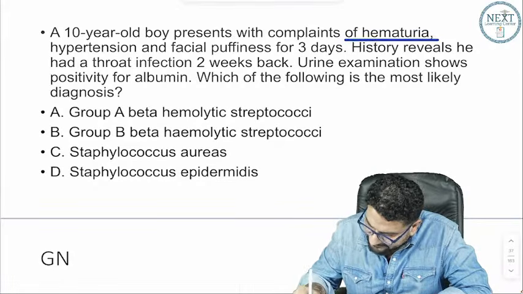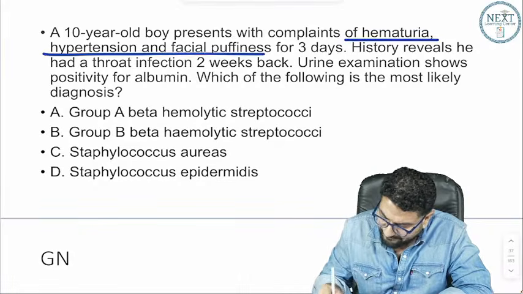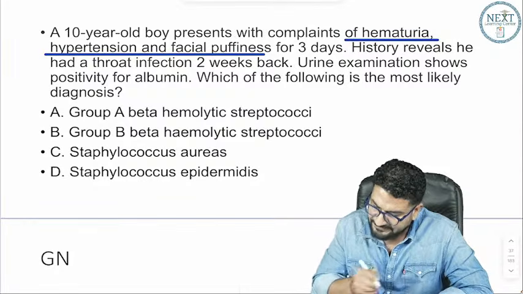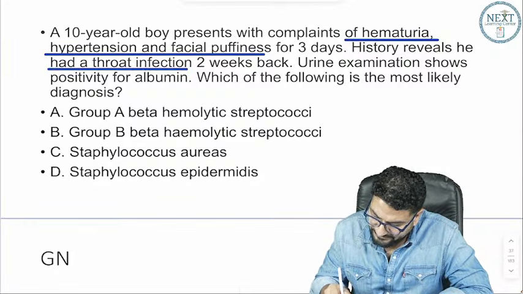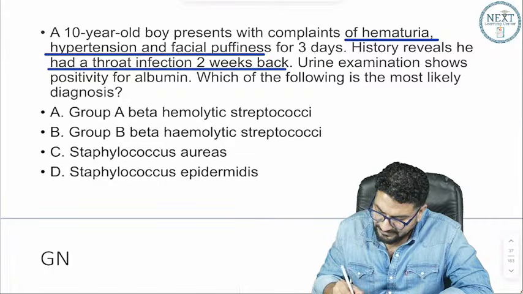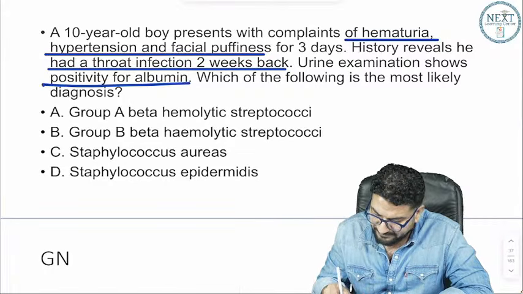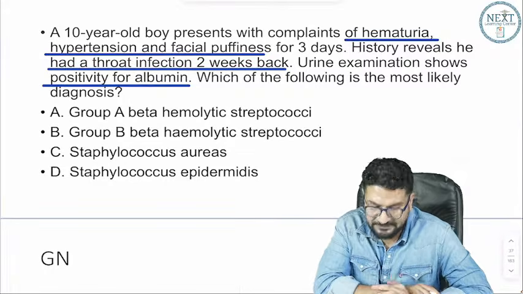Hematuria, first hint, hypertension and facial puffiness for 3 days. History reveals he had sore throat infection 2 weeks back. Urine examination shows positive for albumin, means urine में albumin का loss हो रहा है. Following is most likely diagnosis. Try to answer.